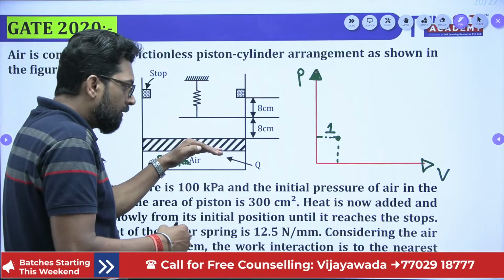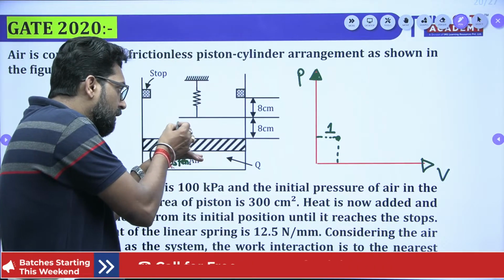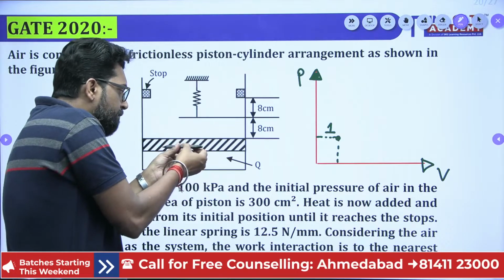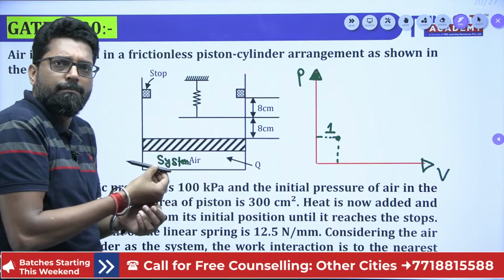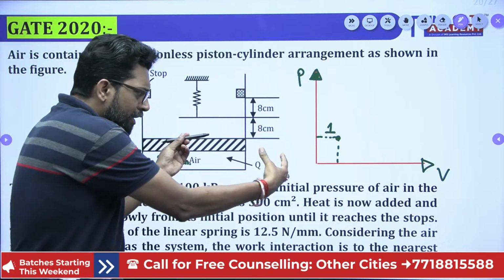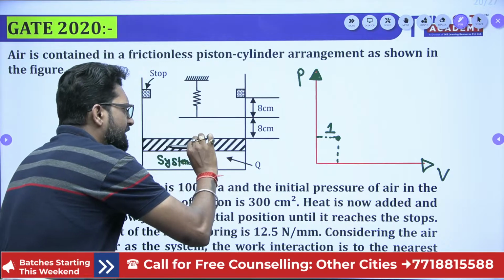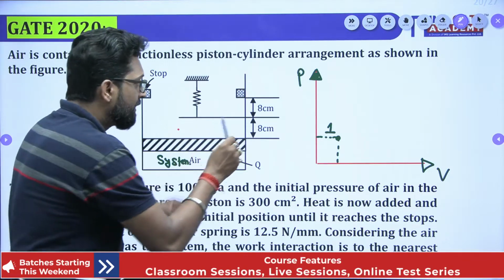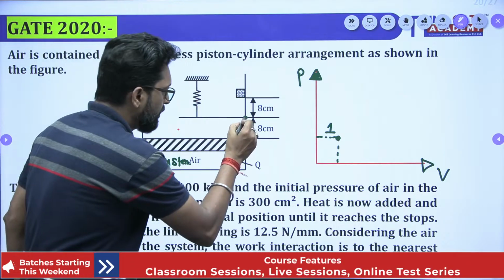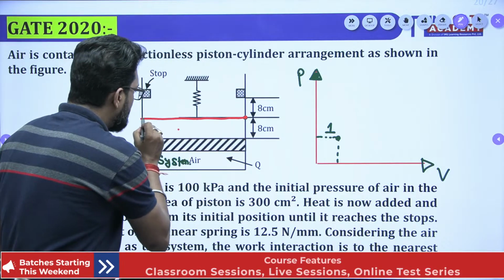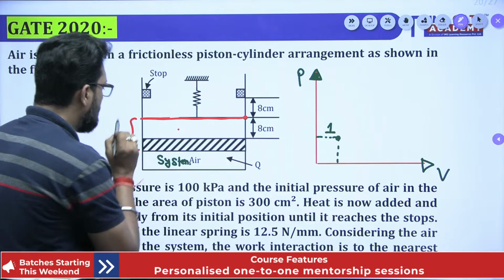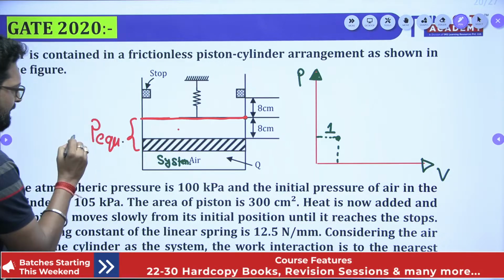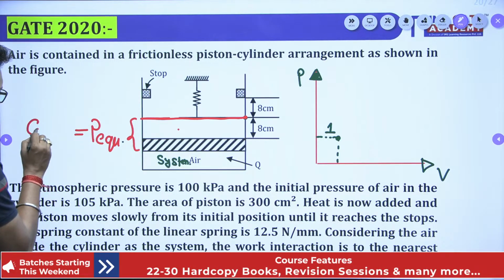But there is a constant resistance force, yes or no? There is a constant resistance. That means the piston will try to move at equilibrium condition. Why? Because you continuously supply the heat, the piston will move continuously at equilibrium condition, up to this point. From this point to this point, the piston will travel at equilibrium pressure, and that equilibrium pressure is constant.